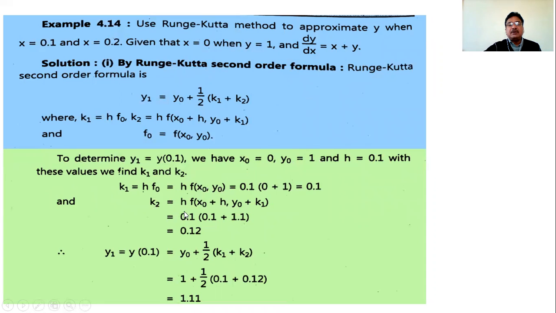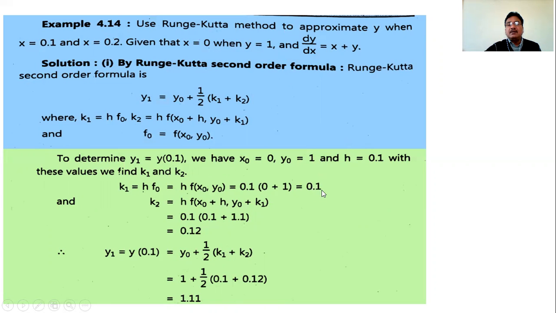And then k2 is what? H f x naught plus h, y naught plus k1. That is 0.1 times f of x naught plus h, which means 0 plus 0.1 is 0.1, and then the value of y is y naught plus k1. So y naught is 1 and k1 is this 0.1.